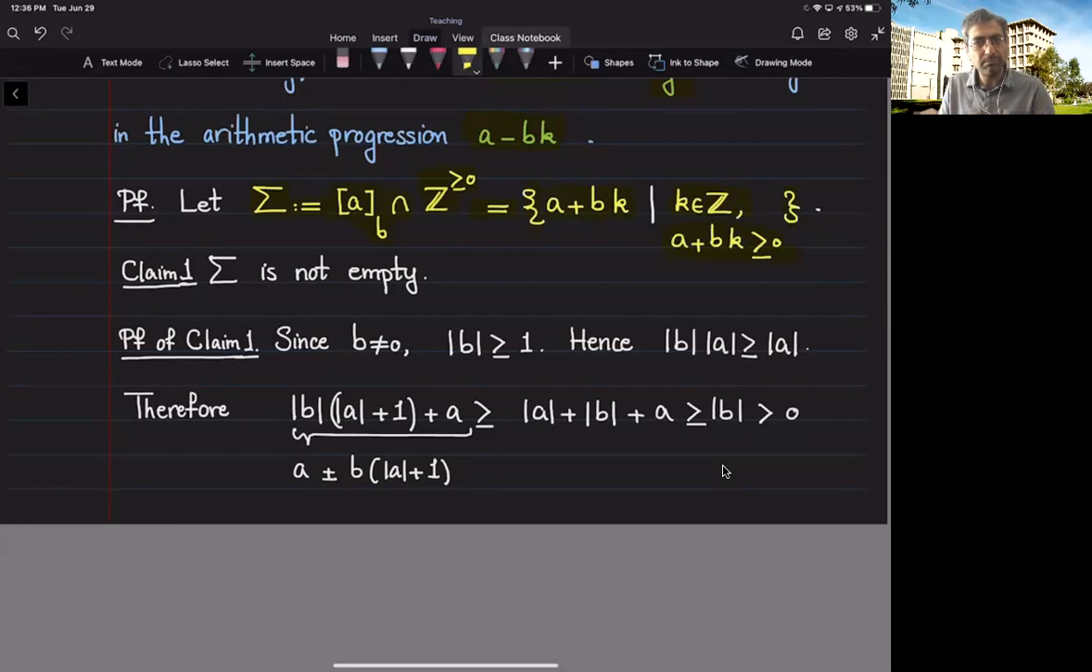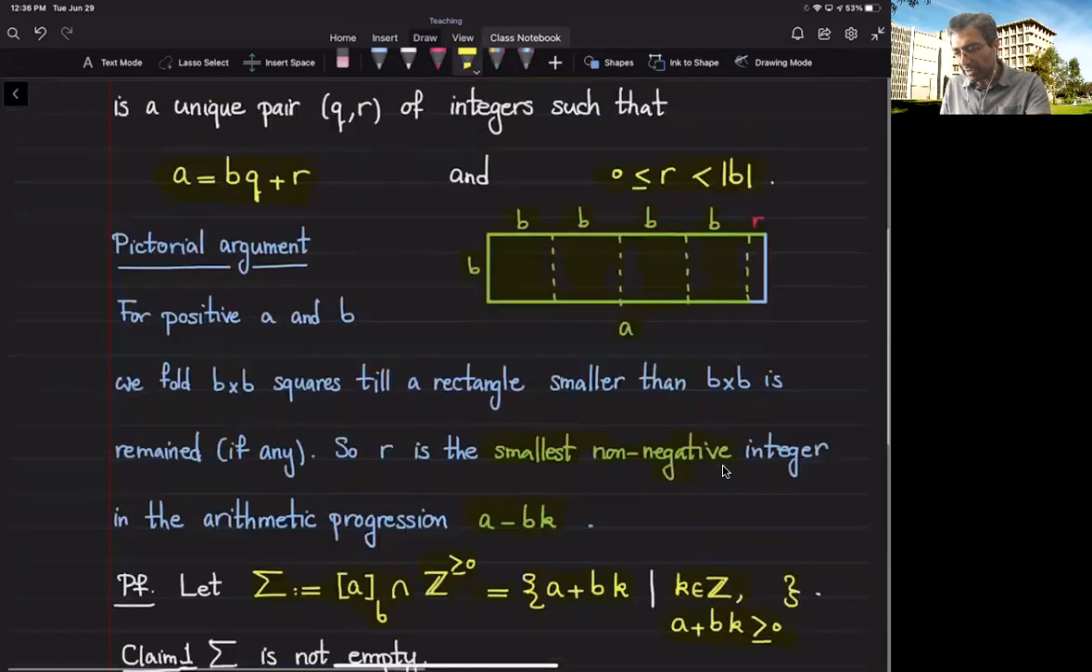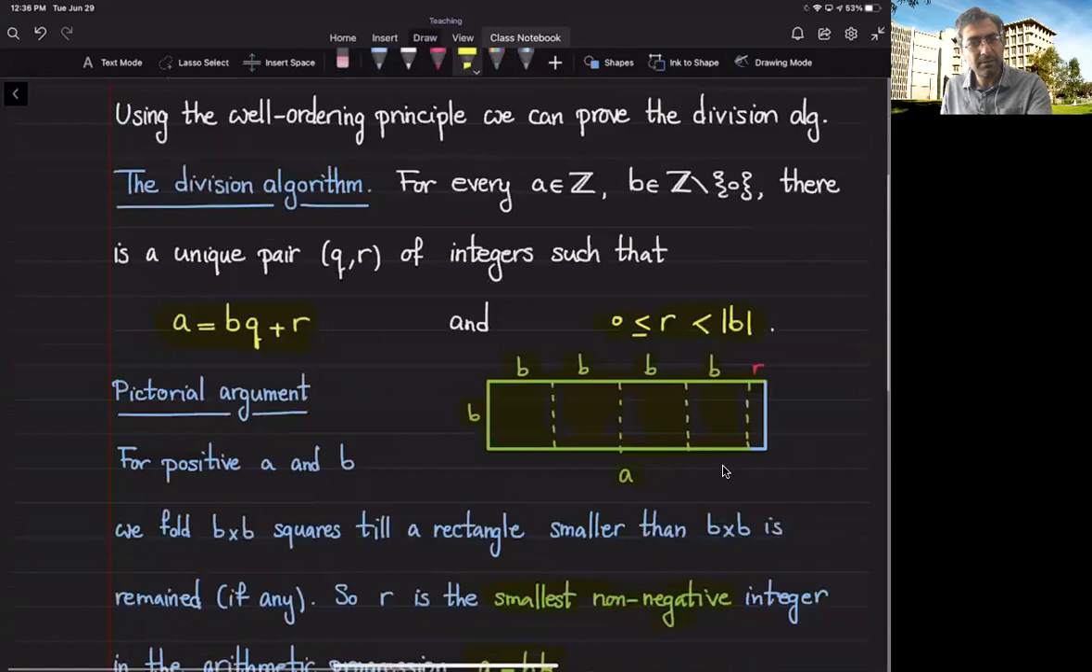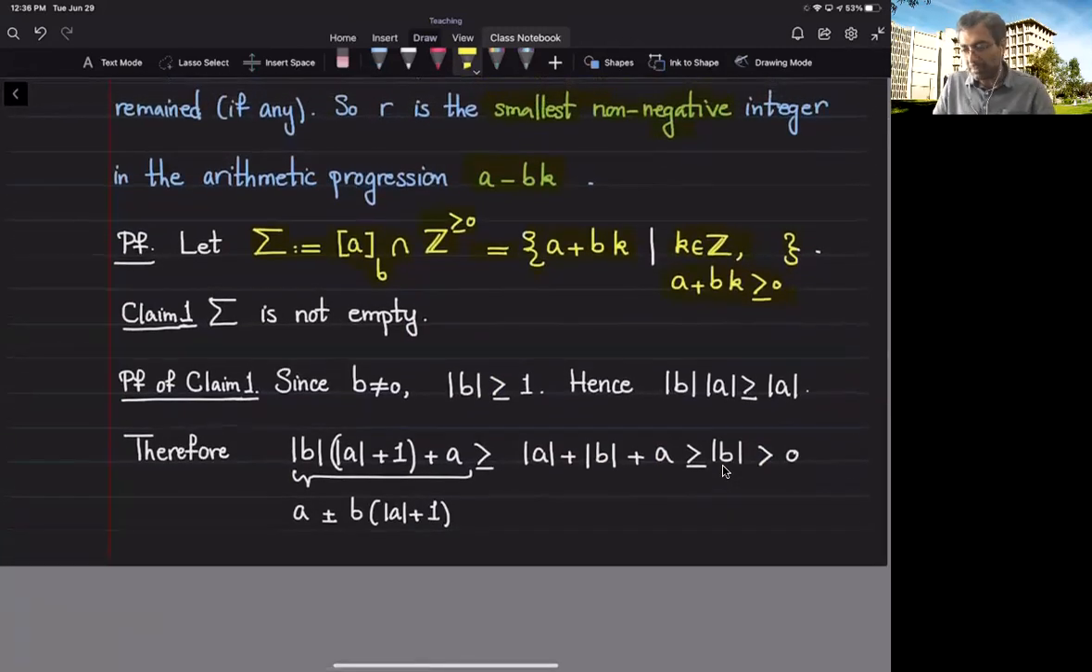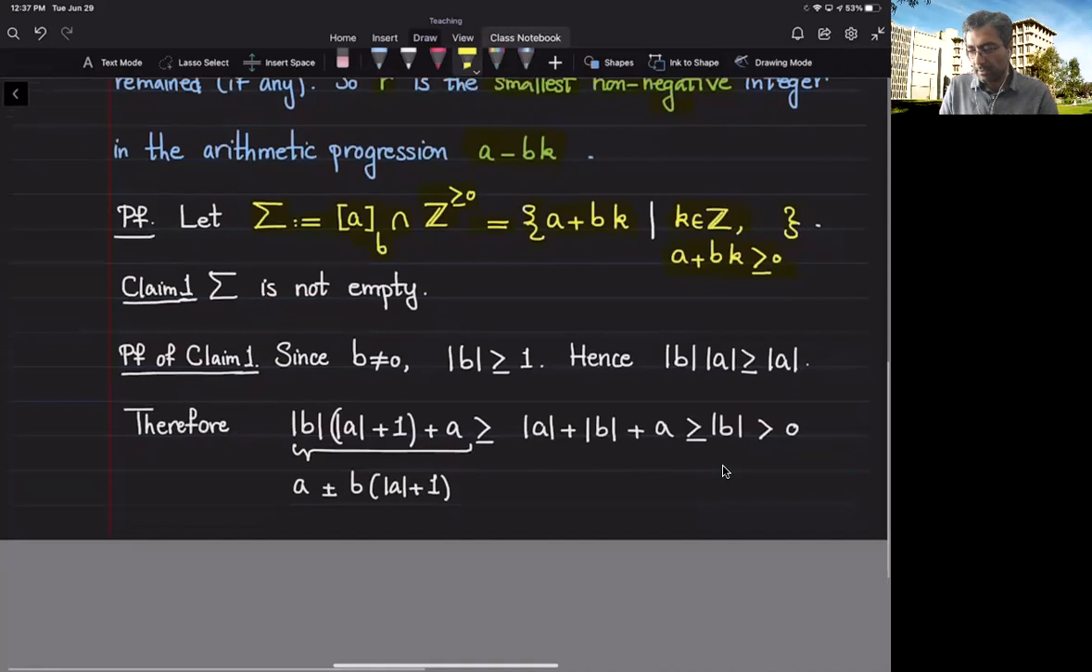Now I want to use the well-ordering principle for the set sigma and say that sigma has a minimum, and that would be my remainder, because that is our intuition. Our intuition says that the minimum of sigma should be our remainder. But how do I know it has a minimum? I want to use the well-ordering principle. In particular, I need to say that sigma is not empty. Okay, what does that mean?